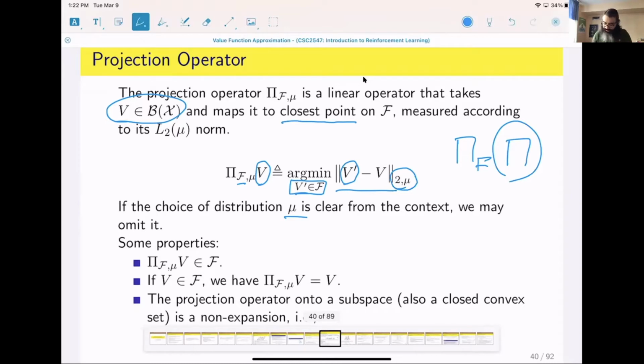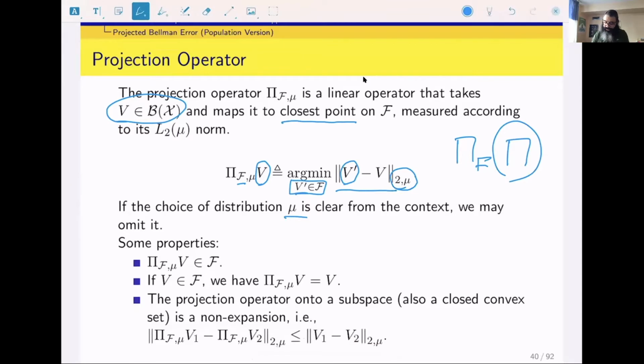But anyway, some of the properties are good to think about, or good to know. One is that projection of some value function or any function belongs to the function space f. That's the whole point of projection. We take a point and we have this function space, we project it there. So the projection should belong to this function space. It's kind of from the definition. The other thing is that if a value function belongs to function space f, when we project it, it remains in the same function space.